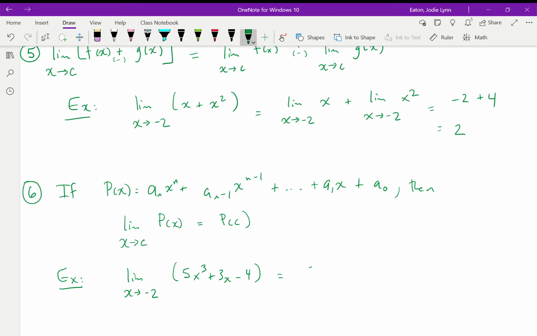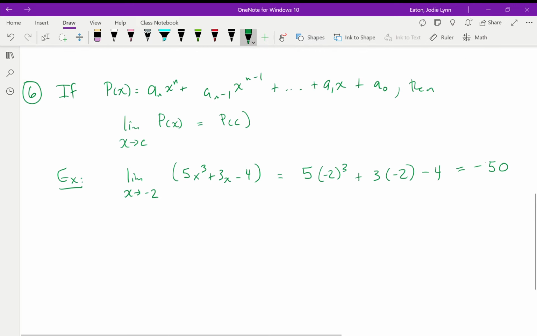So this will be 5 times -2 cubed plus 3 times -2 minus 4, which works out to be -8, -40, minus 6 minus 4, which is -50. Okay.